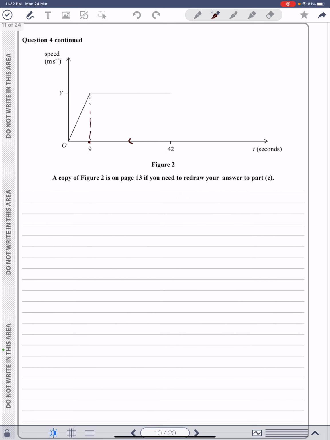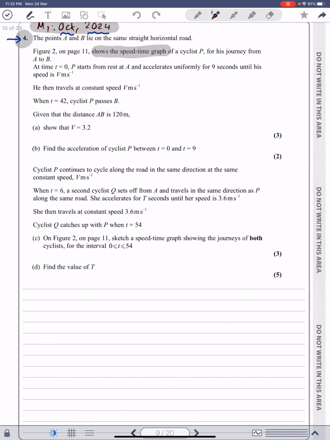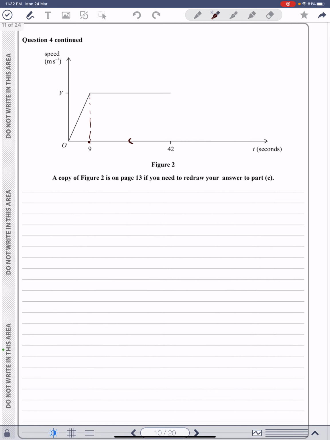From this, even it's clear, you can read the question from the graph. Then he travels at constant speed V. When T is 42, the cyclist passes B, given that the distance is 120 meters from A to B. Show that V is 3.2. So let's solve the question on the graph, it is better.